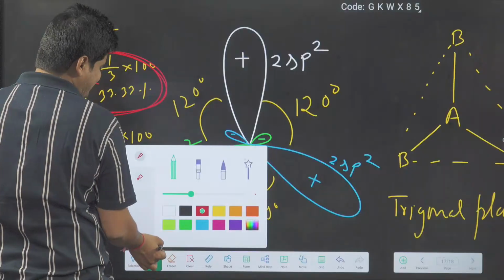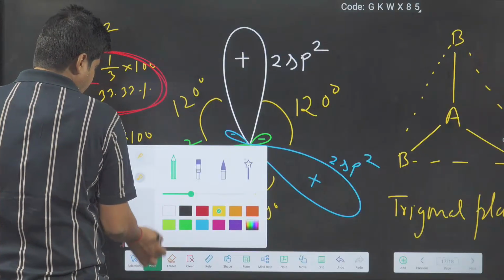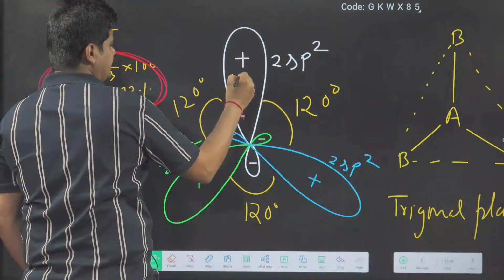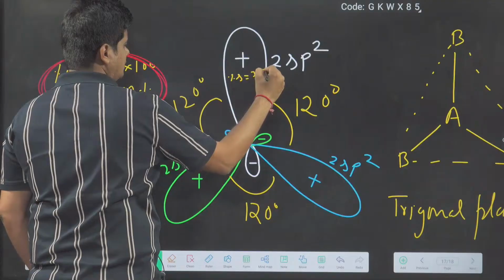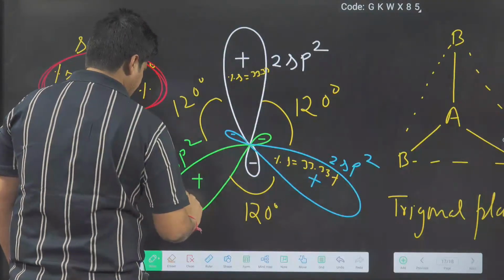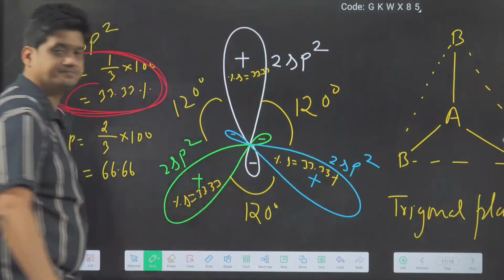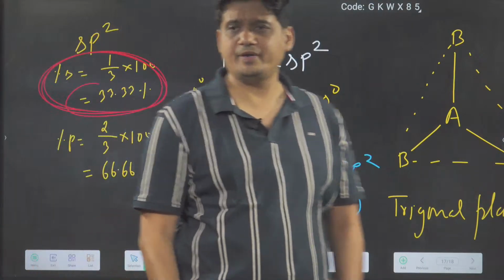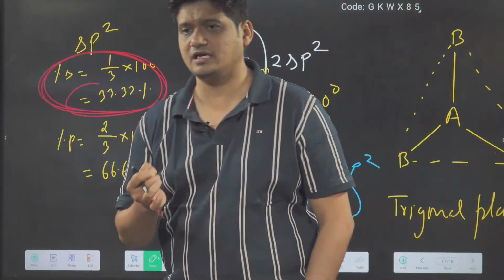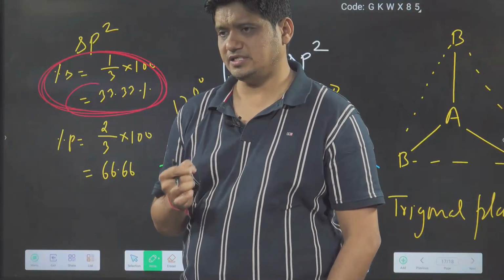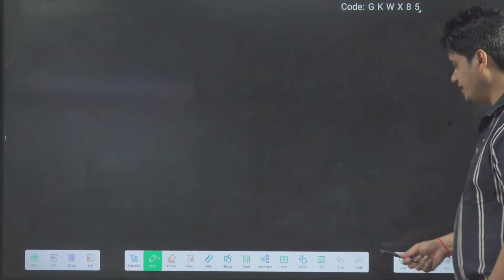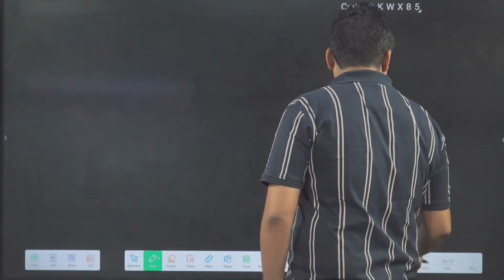Here this 33.33 percentage we got for s orbital. This is for each. This hybrid, the one which is represented by white, has percentage s equal to 33.33. This has percentage s equal to 33.33. And this has percentage s equal to 33.33. Each hybrid orbital contains 33.33 percentage of the s character, and each one is having 66.66 percentage of the p character. Chalo, move to the next one.